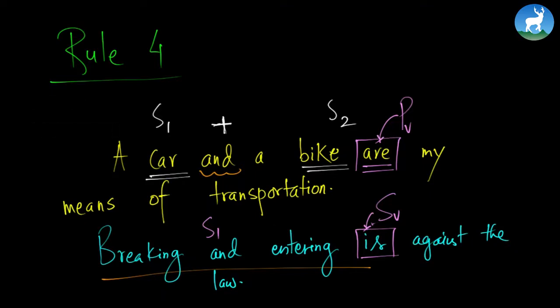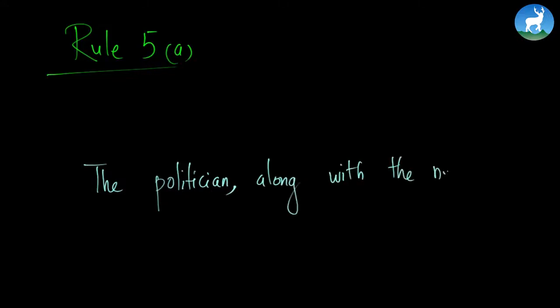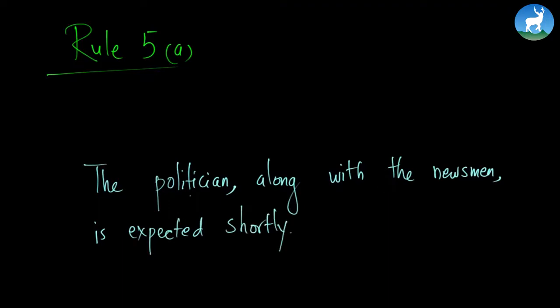Now let's go to rule number 5, the first portion, 5a. Let me write the example first. "The politician, along with the newsman, is expected shortly." So we have a singular noun here, followed by a plural noun here. But what do we use as a verb? That is my concern. We use a singular verb.